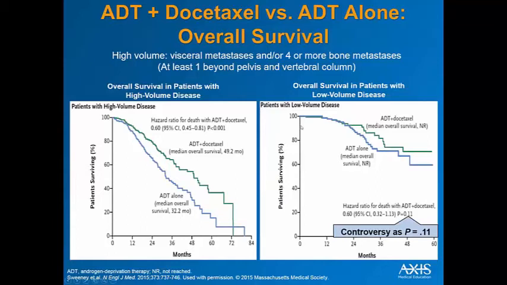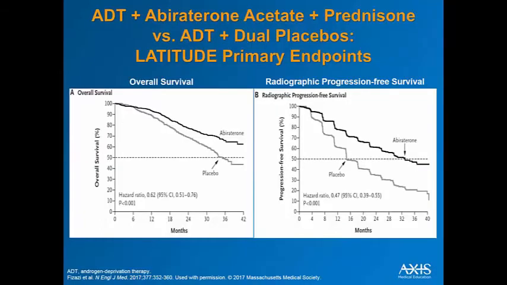Now, for patients with low volume disease, you can look on the right, and yes, there was a pretty good hazard ratio, but the confidence intervals were large and overlapped 1. The p-value is 0.11, which is not statistically significant. And this sort of use of docetaxel in low-volume disease is the subject of some controversy.